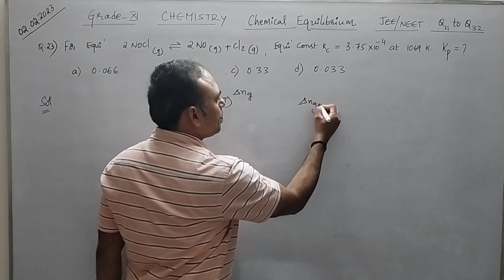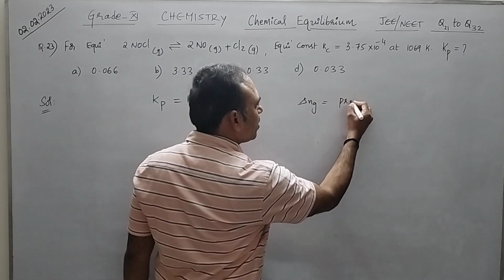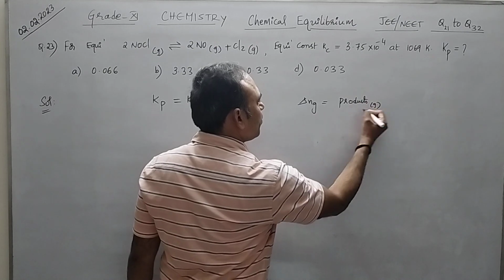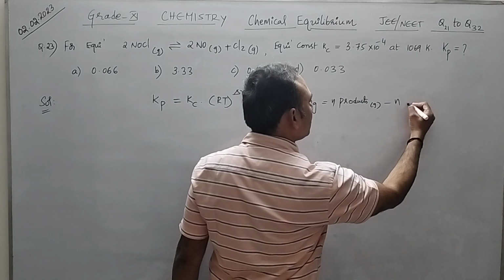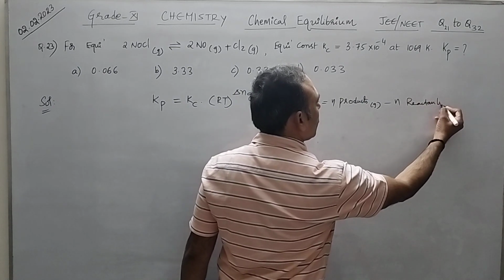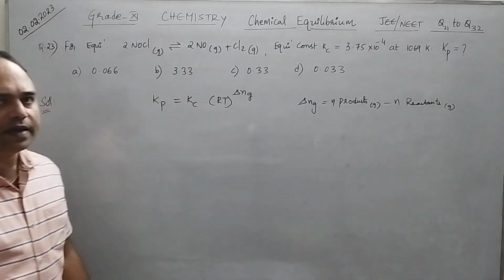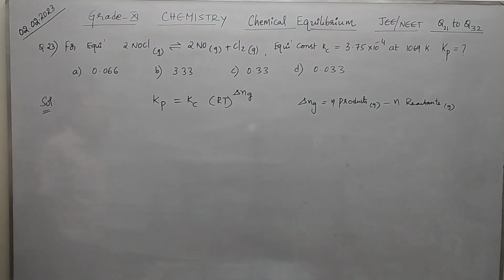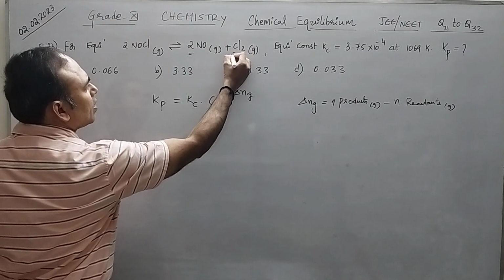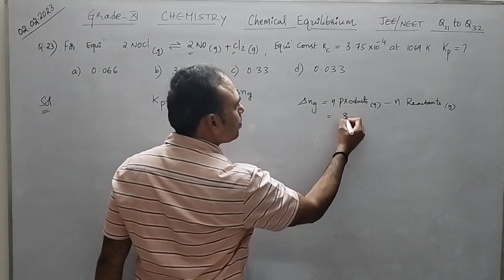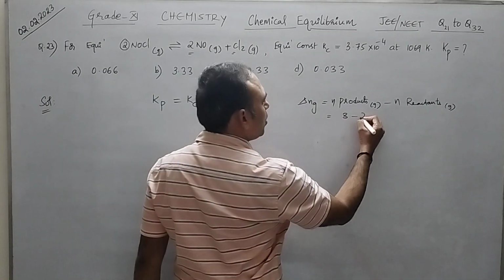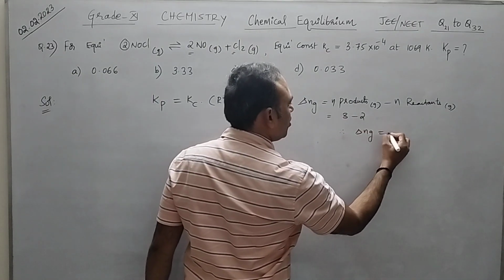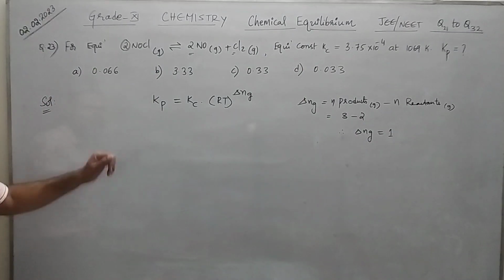What is delta Ng? Number of moles of gaseous products minus number of moles of gaseous reactants. So this is our formula for delta Ng. Earlier also we have done numericals based on this. Now, how do you find it? The product is 2 plus 1, nothing but 3, minus for reactant, the number of moles we have is 2, so 3 minus 2. So therefore delta Ng, what you get? We get 1.